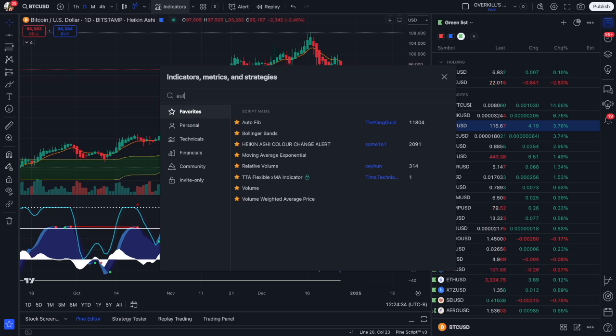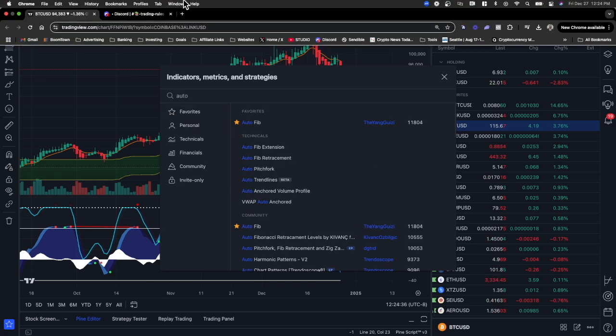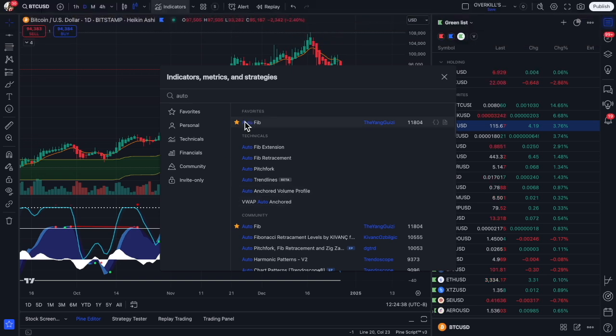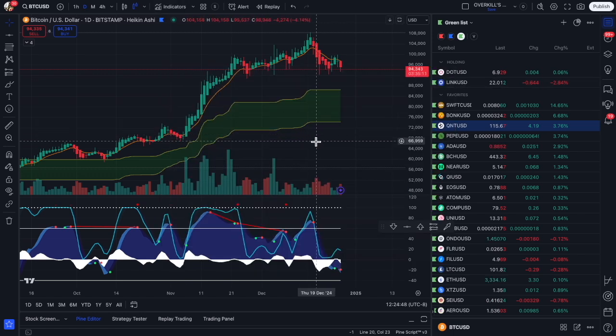And if you guys want to download it, just come up here to the indicators tab and type in auto fib. Okay, it's called auto fib and it's by the Yang Guzi. I think Denudo pointed this out to me. I've been experimenting with it, so I'm going to put it on my chart, and I'm going to start utilizing it and incorporate it into our trading strategy that we use here on the channel.